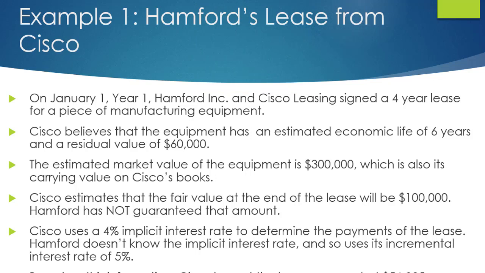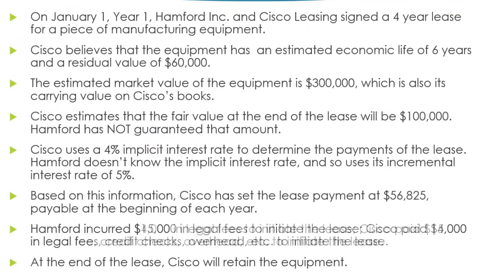At the end of 4 years, Cisco thinks that this piece of equipment will still be worth $100,000. Hanford has not guaranteed that, which means that they aren't promising anything. If I haven't guaranteed it, then if it's only worth $50,000, that's Cisco's problem. I don't care, which is a nice way to do the lease if you're the lessee, a little more risky if you're the lessor. Cisco uses a 4% implicit interest rate to determine the payments on the lease.